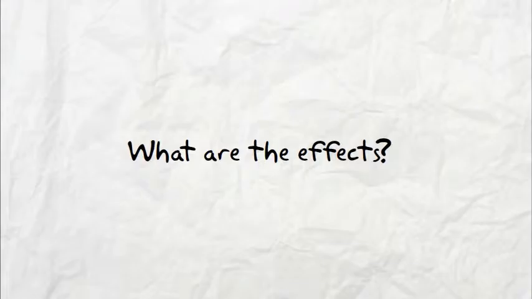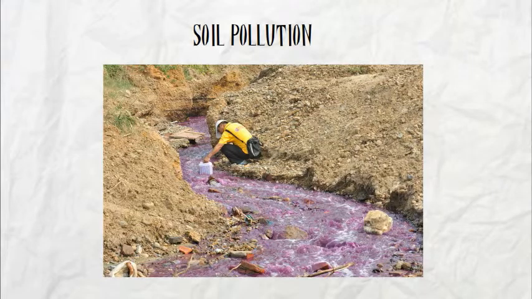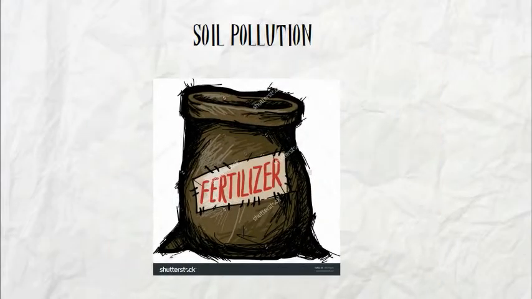What are the effects? Soil pollution. It is another form of land pollution, where the upper layer of the soil is damaged. This is caused by the overuse of chemical fertilizers. Soil erosion is also caused by running water and other pest control measures.